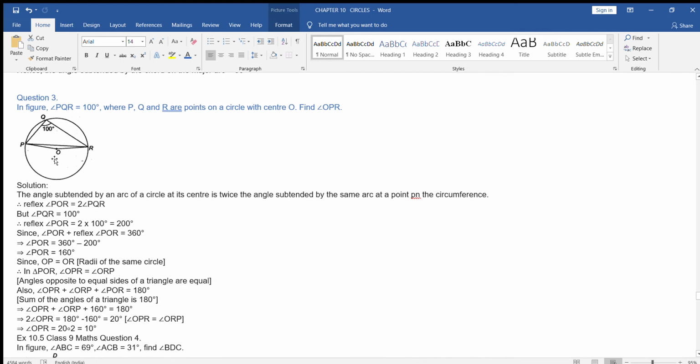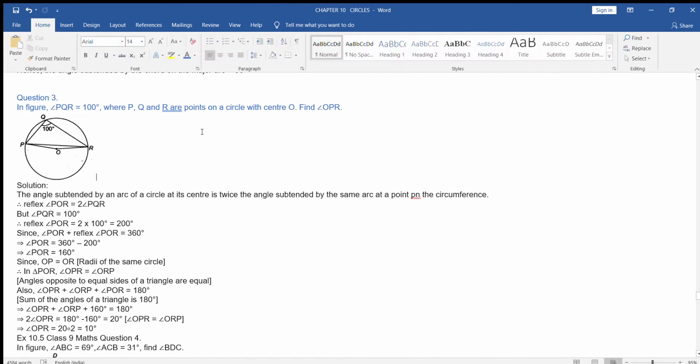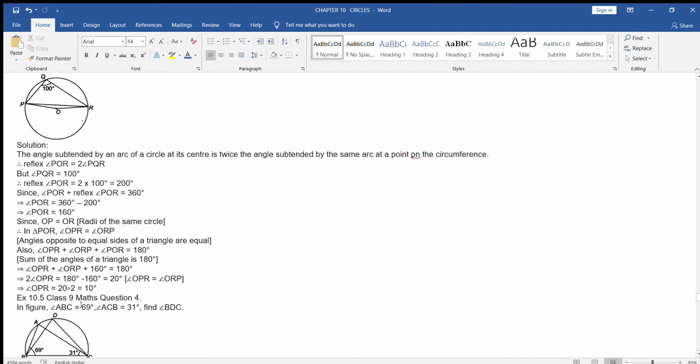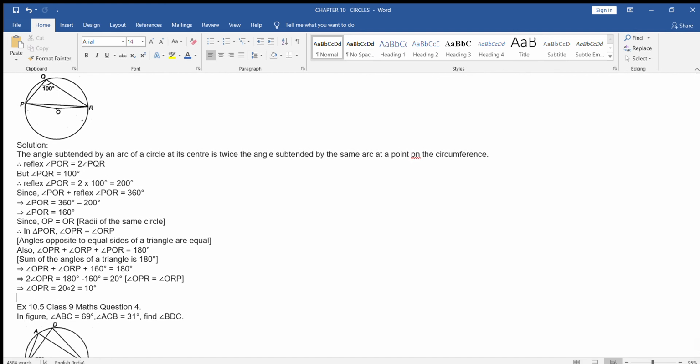Now see, this OP and OR both are the radius, means both are the same. If this one is 160 and the rest you assume as X and X, because these two are radii, both are the same. So X plus X plus 160 equals 180, because the sum of all angles is 180. Then what can you find out? It is 20. And if the sum of both is 20 and both are the same, what will be the value of a single one? It will be 10 degrees, because you divide it by 2.